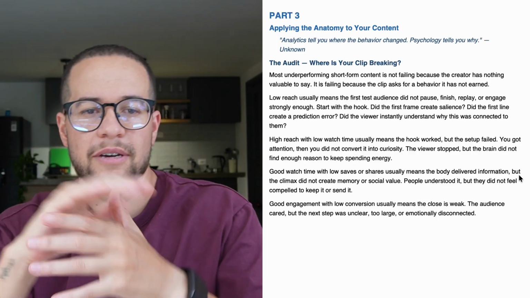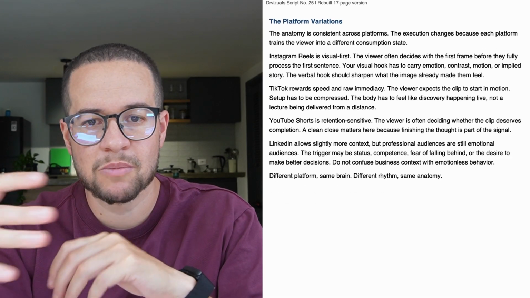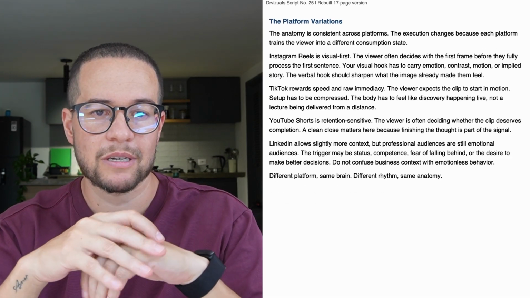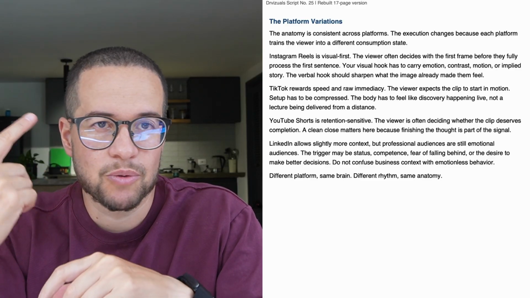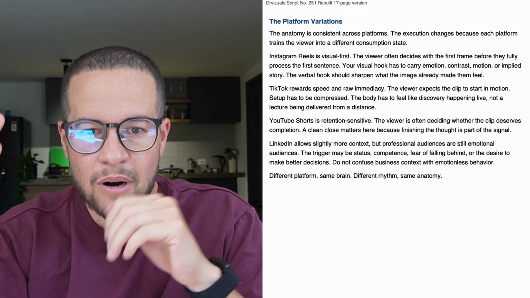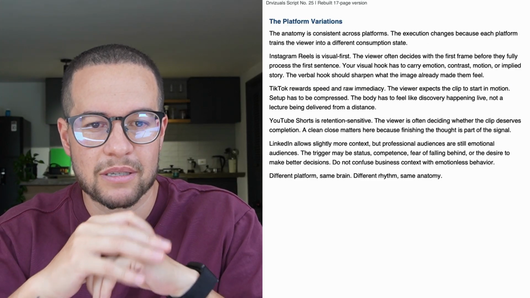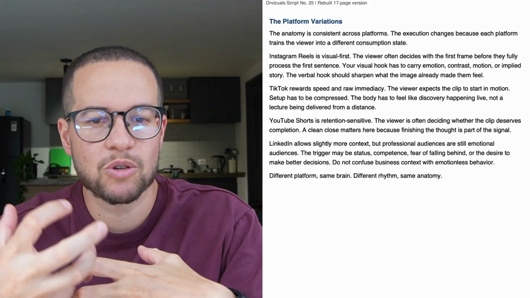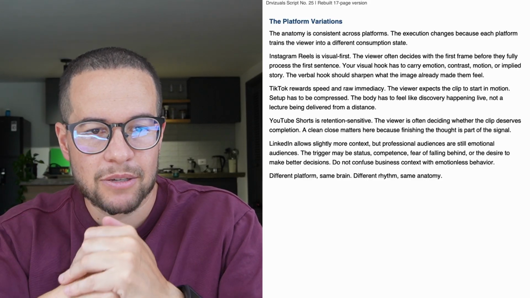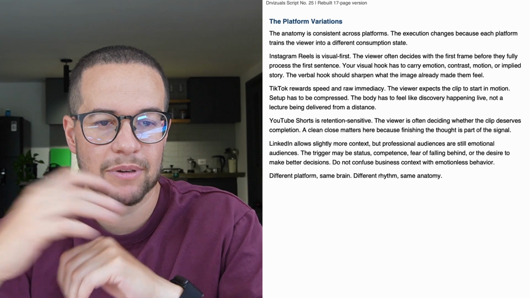The platform variations. The anatomy is consistent across platforms. The execution changes because each platform trains the viewer into a different consumption state. Instagram Reels is visual first. The viewer often decides with the first frame before they fully process the first sentence. Your visual hook has to carry emotion, contrast, motion, and an implied story. The verbal hook should sharpen what the image already made them feel.